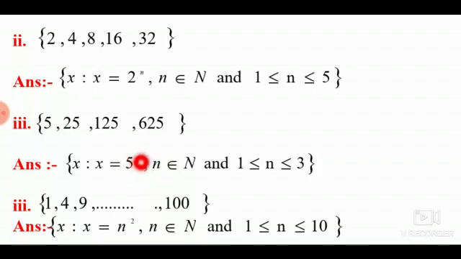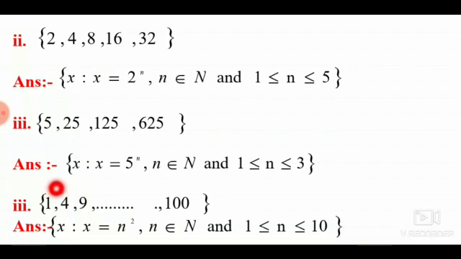If n is 1, 5 raised to 1 is 5. If n is 2, 5 raised to 2 is 25. If n is 3, 5 raised to 3 is 125. If n is 4, 5 raised to 4 is 625. Therefore, this x satisfies a single common property. Therefore, this form is called a set builder form. Moving to the next question.